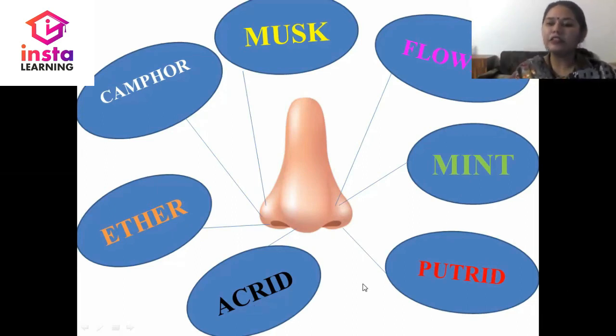Next is acid, a kind of acidic smell. Then you have ether. Ether is a kind of colorless liquid, and it is very volatile. That is, it catches fire very easily. So all these 7 smells are something which our nose will immediately react to.